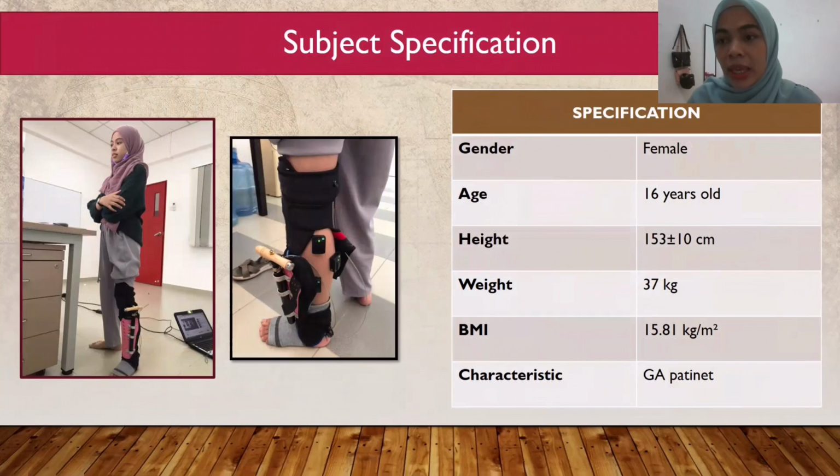Before starting to use the EMG software, I need to specify my subject, which is I need to fill in the form produced by the EMG. So this is the patient with the gait abnormalities. So I need to fill in the specification first before continuing with the experiment.